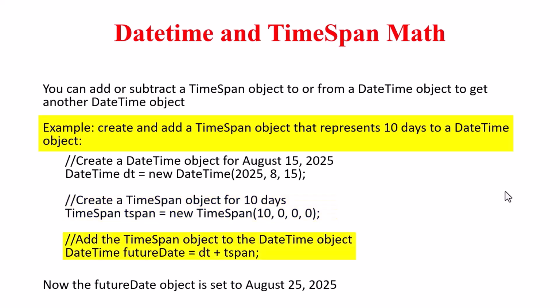We then can add that TimeSpan object to the DateTime object to create a future date. So DateTime future date equals the DateTime object plus the TSpan. That gives the future date set to August 25th, 2025, 10 days later. The time is unchanged. We're not changing any of that, but we could have changed the time as well. So that's how that works.